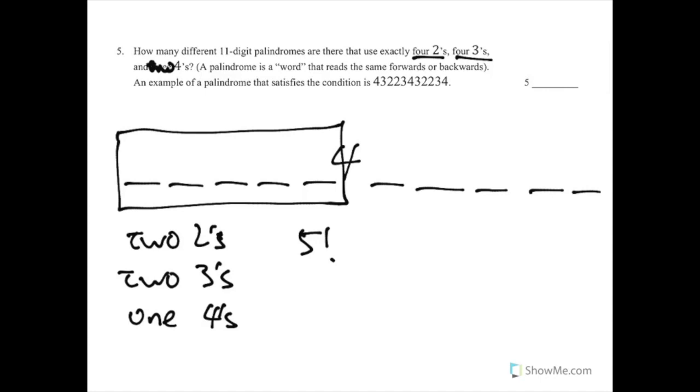And now we need to deal with overcounting. So since there are 2 2s, switching their positions has no effect on the result. And so we need to divide by 2 to account for that. And similarly, since there are 2 3s, we need to divide by 2 again. So this will give us 30. And so the final answer here is 30.